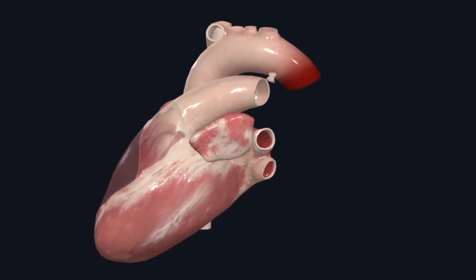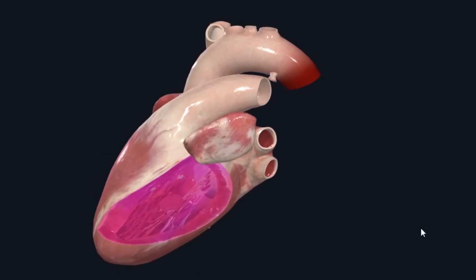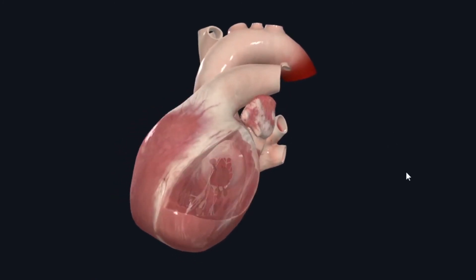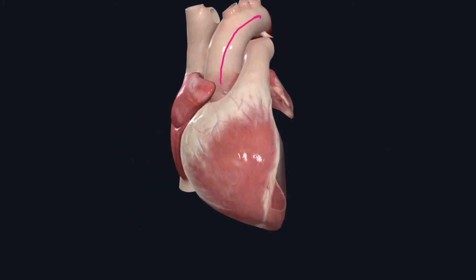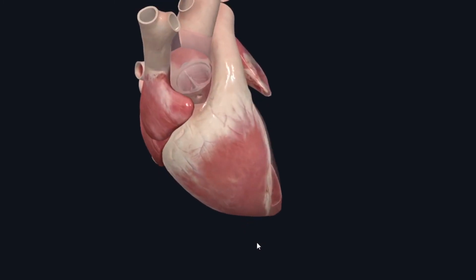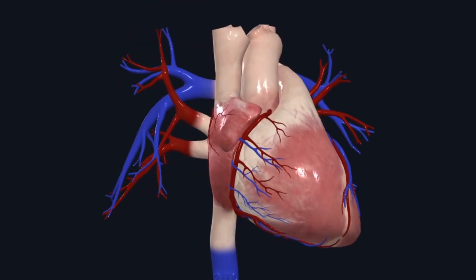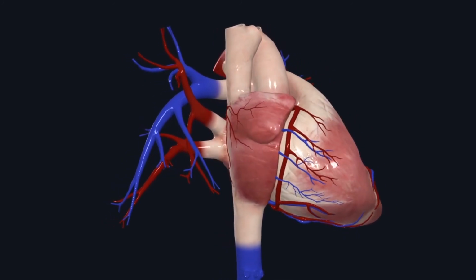The left atrium then ejects its blood into the left ventricle through the mitral valve. Blood in the left ventricle is then ejected through the aortic semilunar valve and travels through the aorta to get to the rest of the body. If we remove some of the aorta, you can see the aortic semilunar valve here. Okay, cool. So try to master these structures from this video.